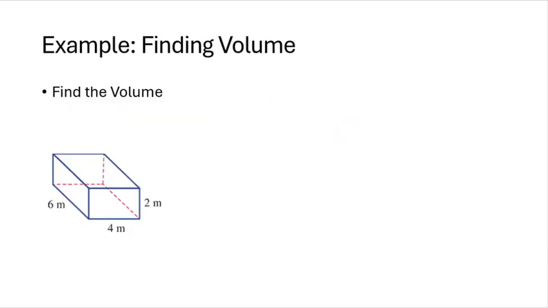And here's an example. So I know this is a rectangular prism, so I'm just going to write out my formula. And then I just substitute whatever numbers are in there. So 6 times 4 times 2, which ends up being 48 meters cubed. Now, whenever you're dealing with volume, you must always have it in cubed. That's the most important thing.